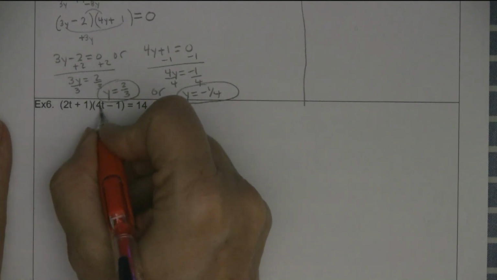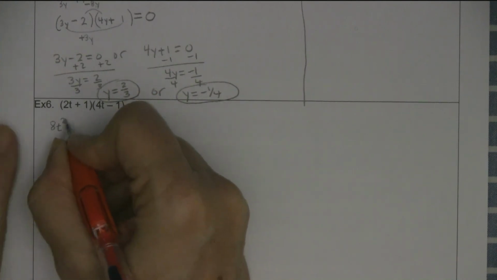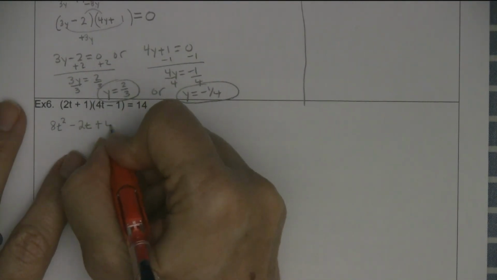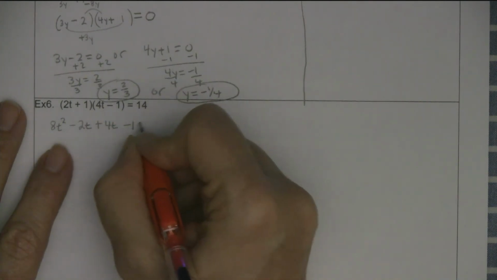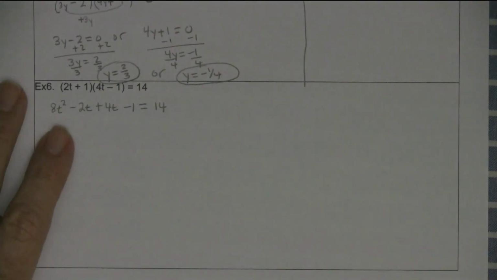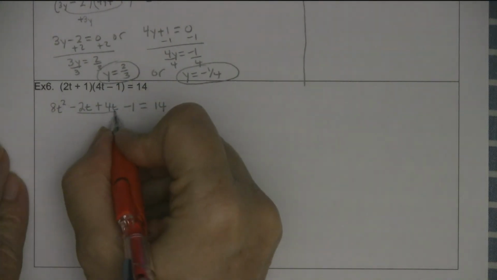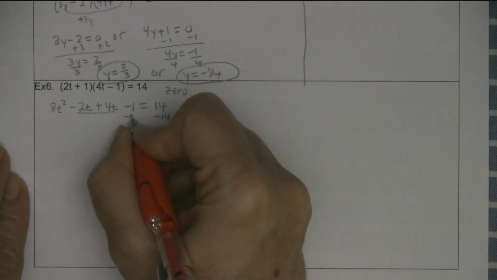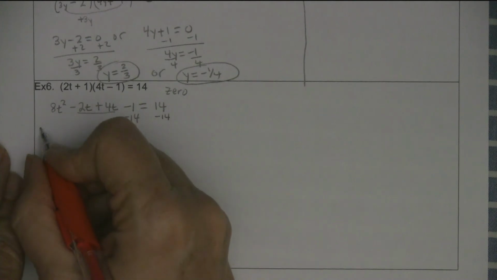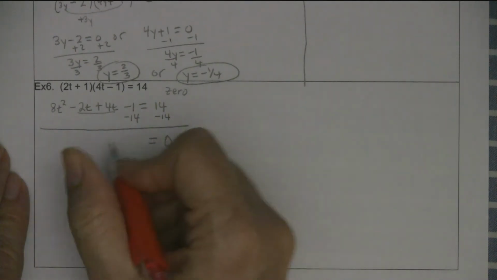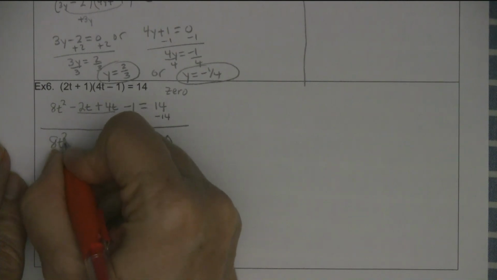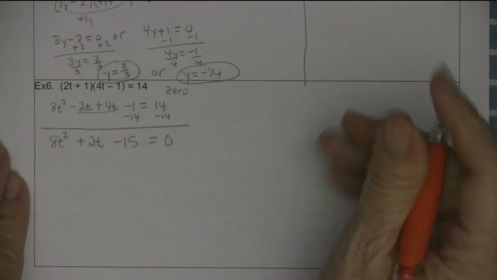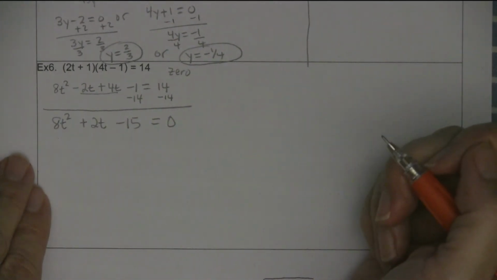So I'm going to have to multiply this together, 8t squared minus 2t. So this is incorporating my chapter 4, plus 4t minus 1 equals 14. And then I'm going to put this together. These are like terms, right? There's the middle term. And I'm going to take away 14, so I get 0 on one side, so that I get it in standard form for a quadratic, which is 0 on one side. So this is 8t squared plus 2t minus 15.